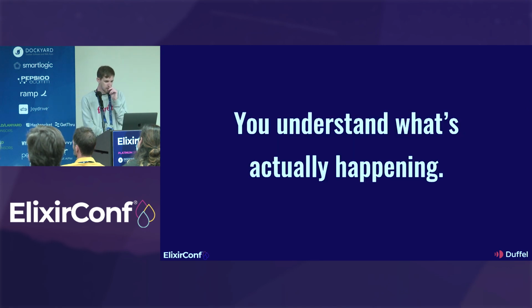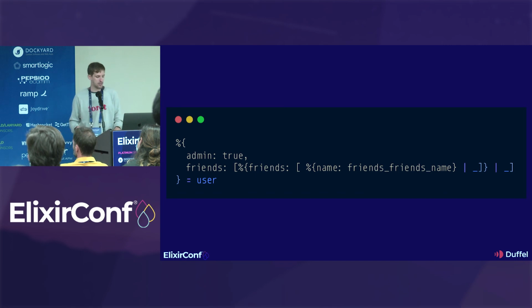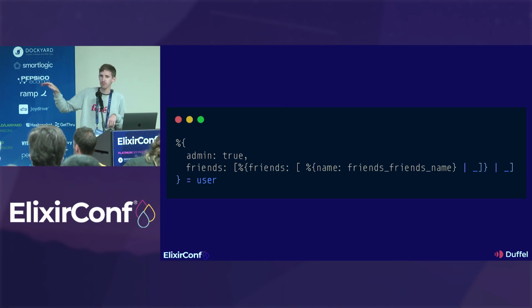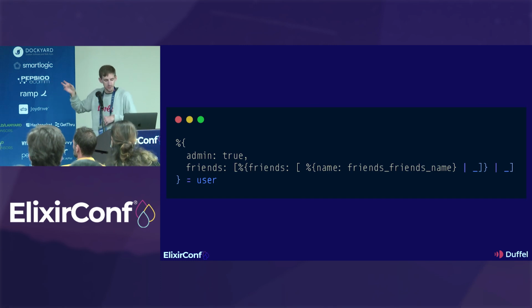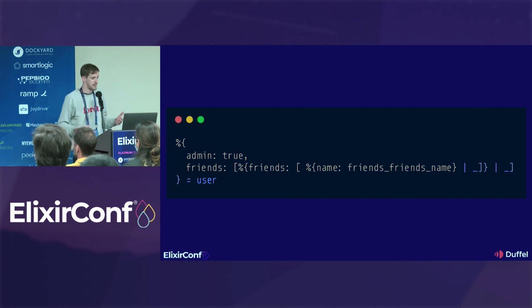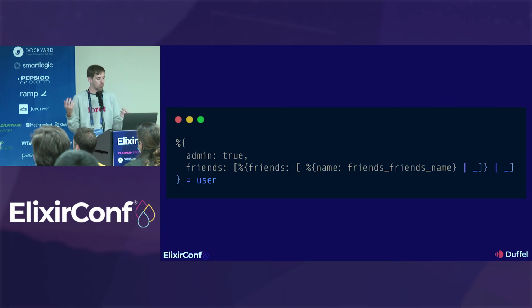And the other thing is that when you look at this, you understand what's actually happening, right? There are no abstractions here. You know that user has an admin key on it, that friends is a list, and that they have friends. And you get a real good sense of what user actually looks like, at least in some of the cases, right?